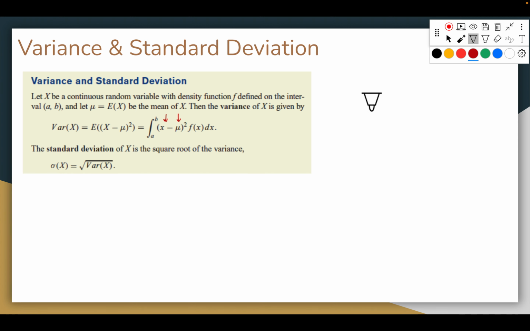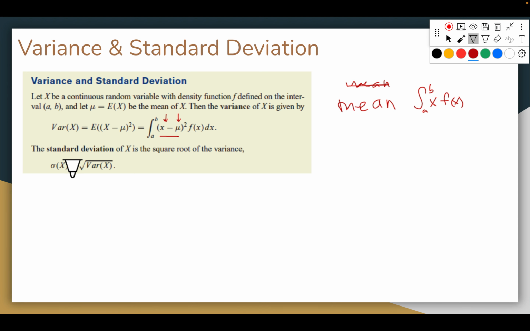So remember, when we find the mean, the calculation, what's going on here? Mean, M-E-A-N. The mean was this, x times f of x, going from A to B. And the variance is simply x minus that mean. So once you find it, it's kind of like you find the mean and then you plug it in here. Okay.